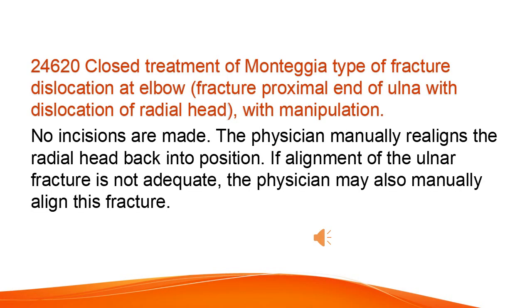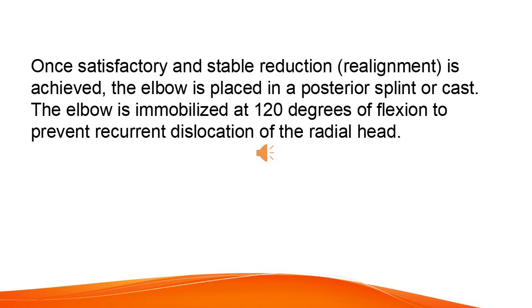Closed treatment of Monteggia type of fracture dislocation at elbow, fracture proximal end of ulna with dislocation of radial head, with manipulation. No incisions are made. The physician manually realigns the radial head back into position. If alignment of the ulnar fracture is not adequate, the physician may also manually align this fracture. Once satisfactory and stable reduction, realignment, is achieved, the elbow is placed in a posterior splint or cast. The elbow is immobilized at 120 degrees of flexion to prevent recurrent dislocation of the radial head.